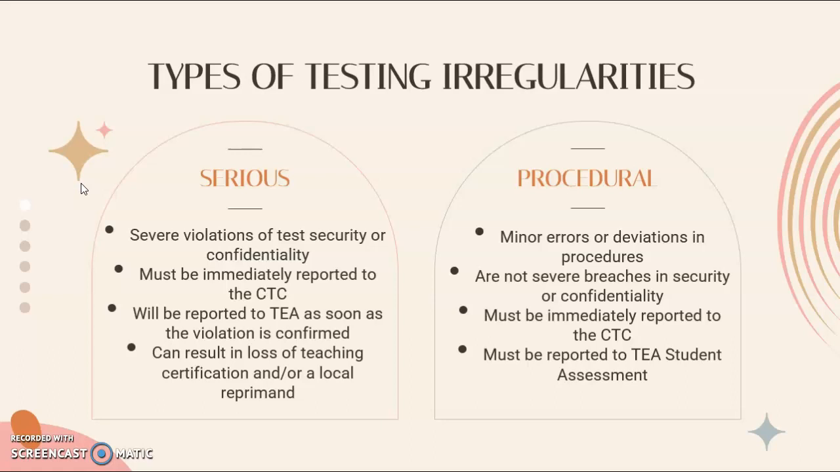Procedural irregularities are minor errors or deviations from procedures and are not breaches in security or confidentiality. Please report any certain or possible procedural incidents to the district testing coordinator. Campus personnel should report any possible or confirmed incidents to the campus testing coordinator immediately. Both types of irregularities are reported to TEA.